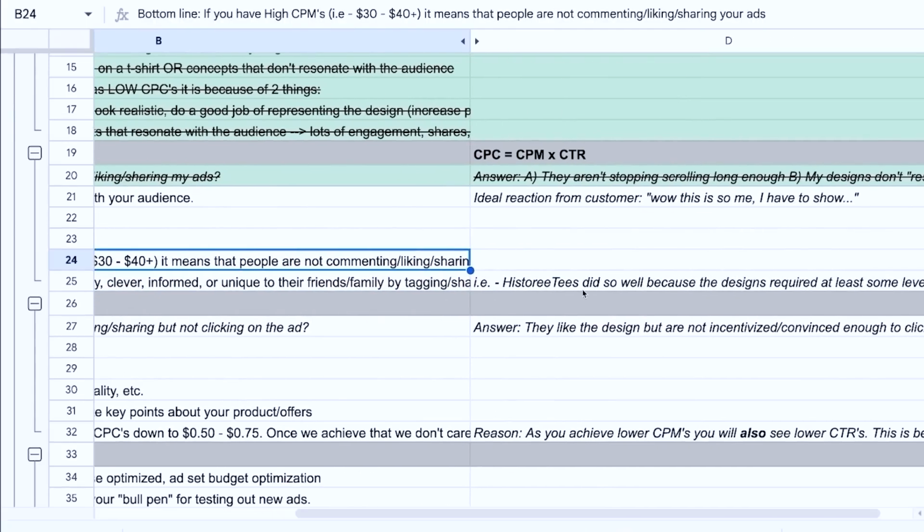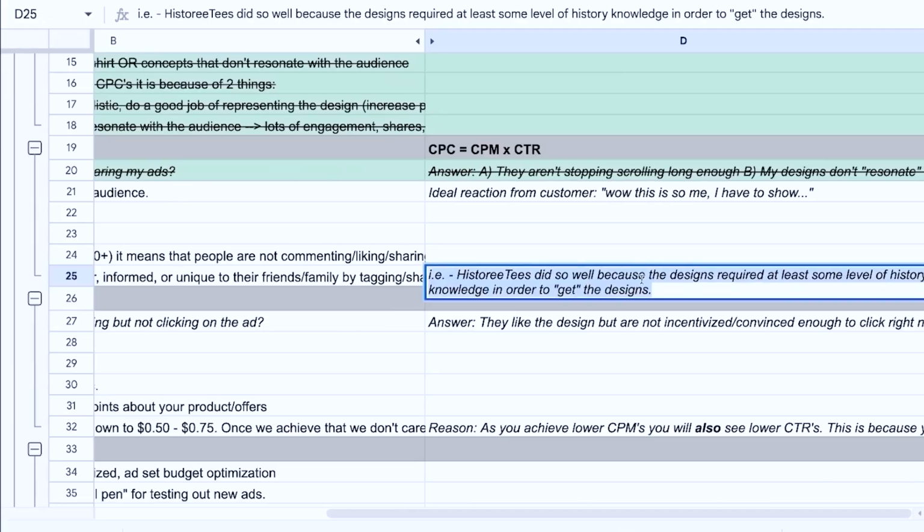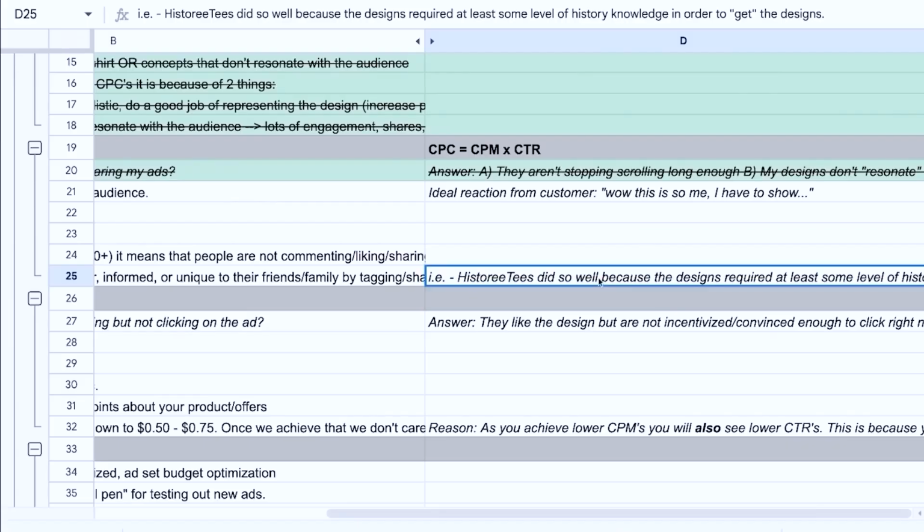And a perfect example of this is that some of History Tease's bestsellers, in my opinion, became bestsellers because they required at least some level of history knowledge in order to quote unquote get the designs. The zone that I found to be the sweet spot is when somebody looks at your design, having a split second where they have to process looking at the design before they actually get it. Like Lincoln 5-star review, it grabbed people's attention because they recognize the figure, but then they look at the joke and there's that split second pause where they have to think about it. And then once they get the joke, they feel like they're smart, like they want to tag their friends, share it with them, see if they get the joke.